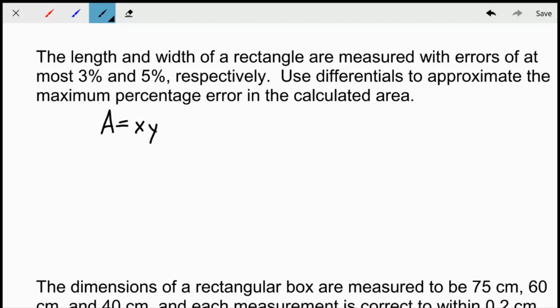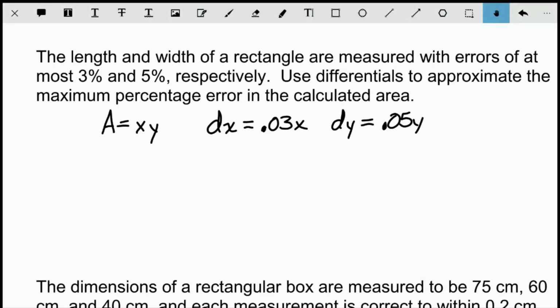Okay, so from the perspective of the dx this time, my change in x is going to be the amount that x can be off. And it says my error is at most 3%. So when we're talking about 3%, we're talking about 3% of x. Same thing with the dy. We're talking about 5% of y. Okay, so use that information, try to set this one up and solve it out. And after you unpause the video, I'll show you the solution.